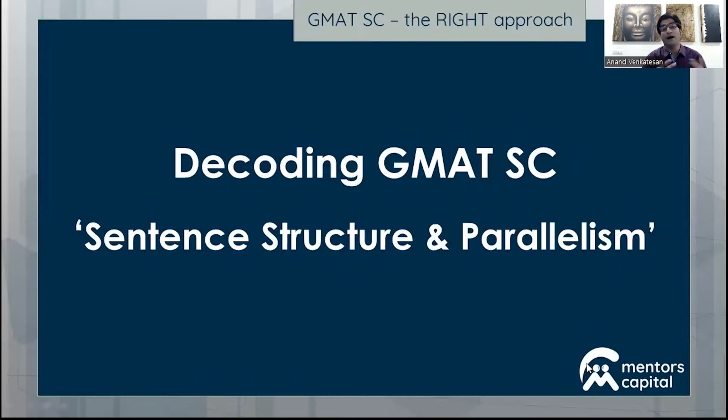We'll get started with today's session. I'm going to discuss how to decode a typical sentence correction problem. This is video 2 in the series. And in this video, I'm going to talk about how to break down a sentence into various components, figuring out its structure, right? And that usually is a good way of identifying parallelism errors and trying to correct them, right? All right, let's get started.